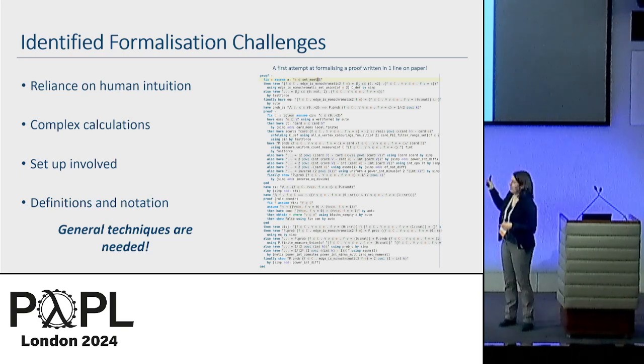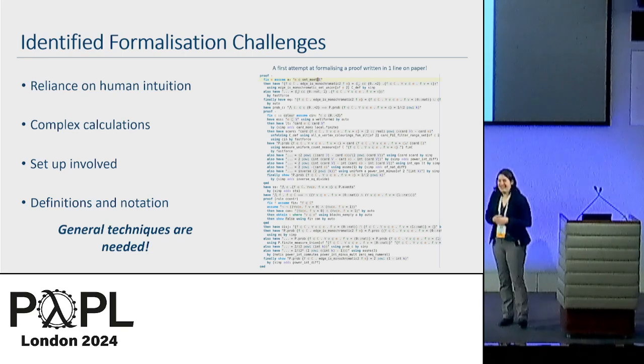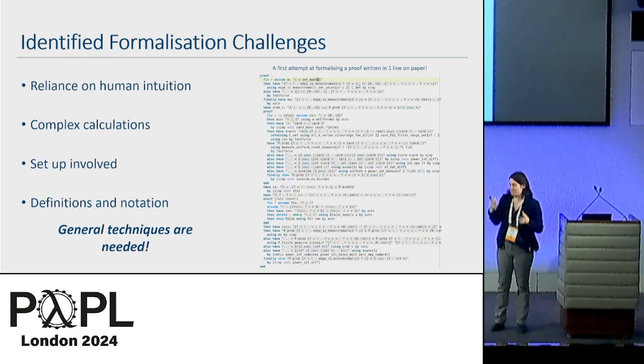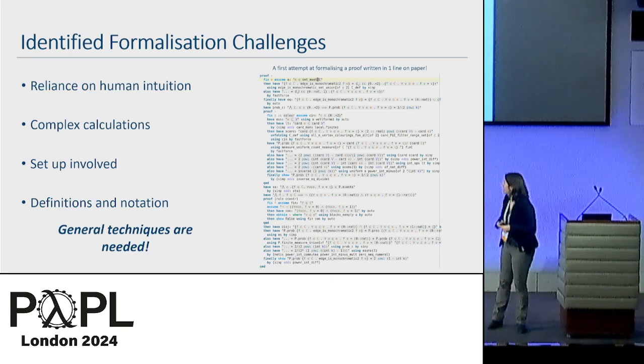This is 1 line of that 5-line proof. So it wasn't as easy as it looked, let's just say that. This was very much an initial hack to see what the challenges are. What are the barriers that I'm immediately facing when I do these kinds of proofs?